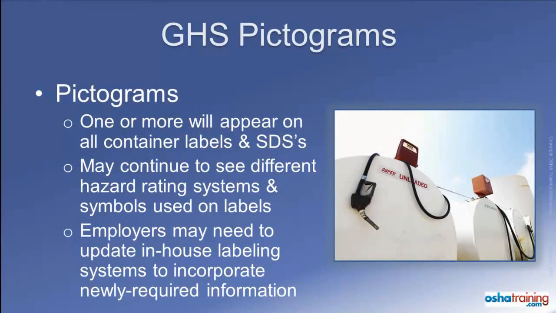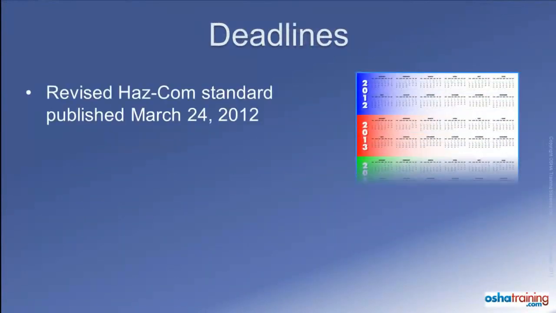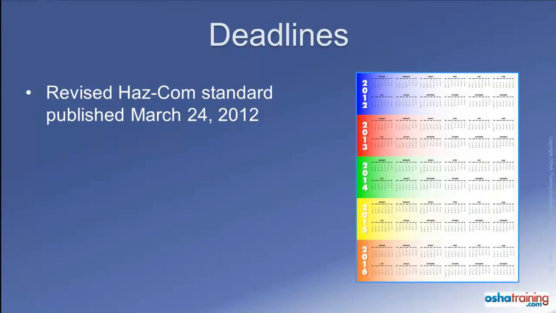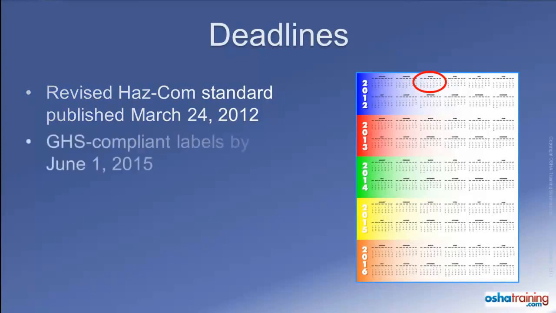Speaking of deadlines, here is an overview of some very important dates. The revised Hazard Communication Standard, which requires the use of GHS-compliant labels on containers, was published on March 24th of 2012. And OSHA is giving manufacturers and distributors of hazardous chemicals and products until June 1st of 2015 to make sure all containers display the updated labels. However, many manufacturers and distributors are already starting to use compliant labels on their containers, or will be doing so long before the due date.